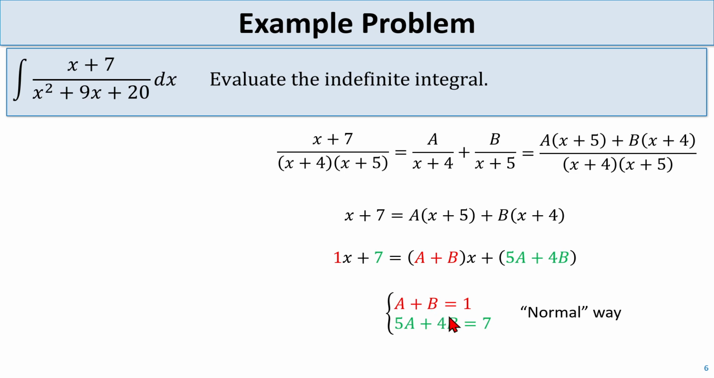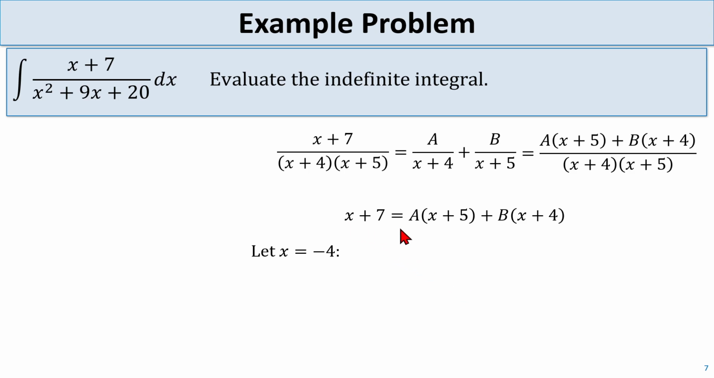Since there are only two equations and two unknowns here, that could be done pretty quickly actually. Like you could subtract 4 times the first equation from the second equation to figure out the value of A. However, there's a trick that makes it even easier to solve for the values of A and B in this problem. So I'm going to show you the trick instead.